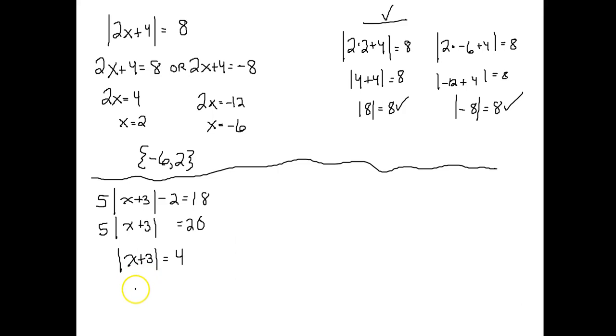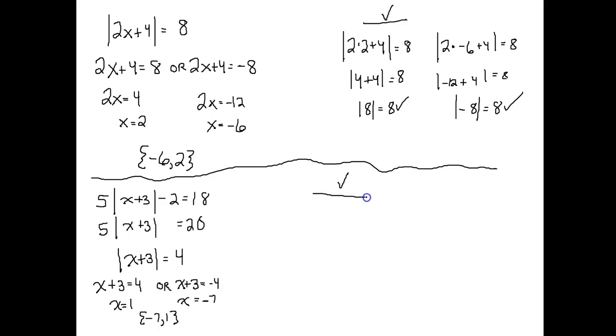Then set up your compound equation, because our technique we're using depends on you having an absolute value equals a non-negative number. So then you can set up x plus 3 equals 4, or x plus 3 equals negative 4. X equals 1, or x equals negative 7. So your two solutions are negative 7 and 1. That's your solution set. And of course, check.